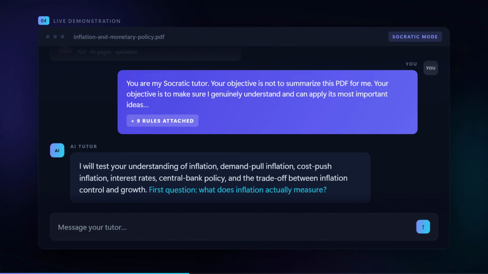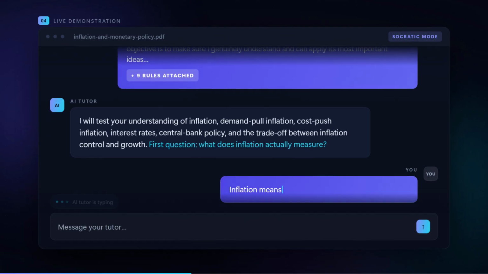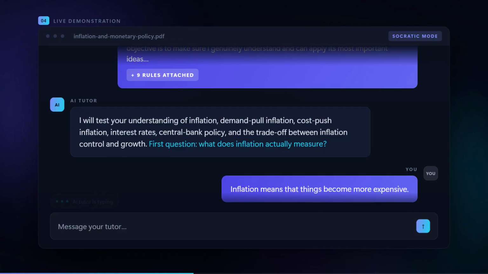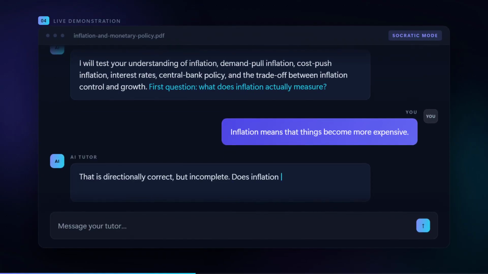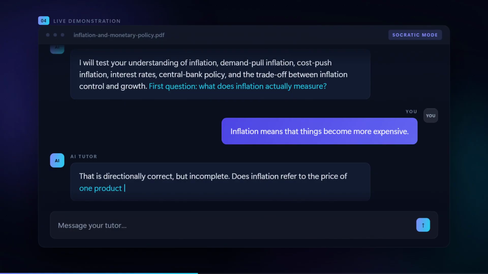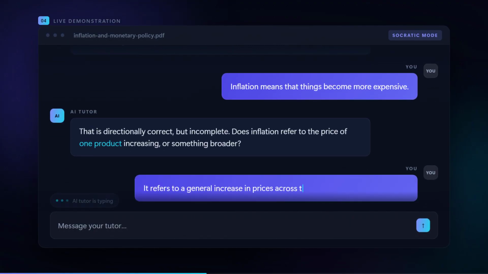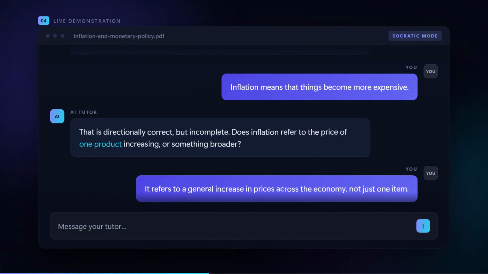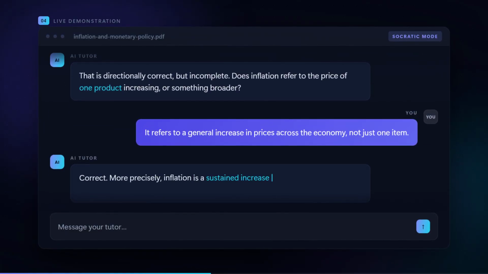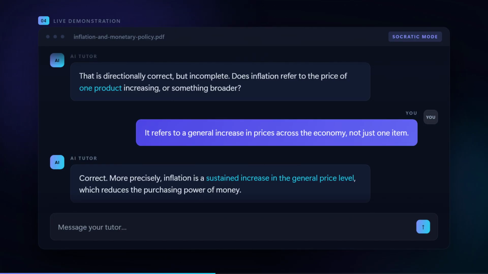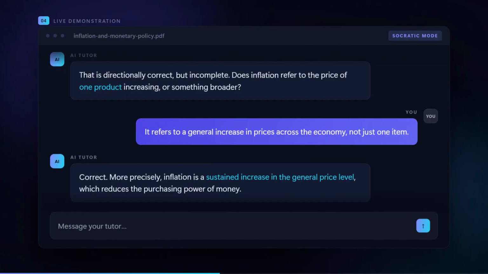Now I deliberately give an incomplete answer. "Inflation means that things become more expensive." "That is directionally correct, but incomplete. Does inflation refer to the price of one product increasing or something broader?" Now it is not simply marking me wrong. It is showing me the exact missing distinction. "It refers to a general increase in prices across the economy, not just one item." "Correct. More precisely, inflation is a sustained increase in the general price level, which reduces the purchasing power of money." That correction is much more likely to remain in my memory because I participated in producing it.